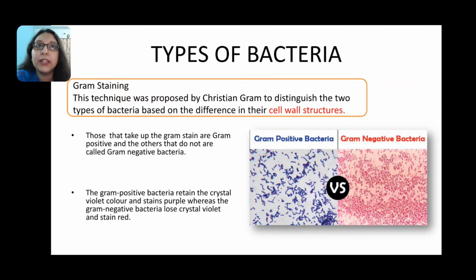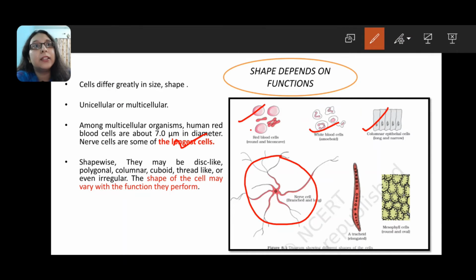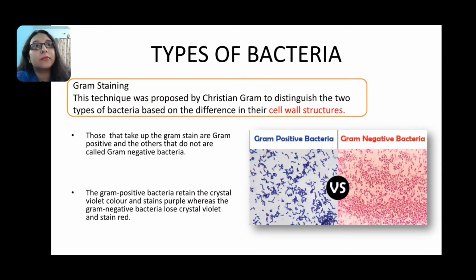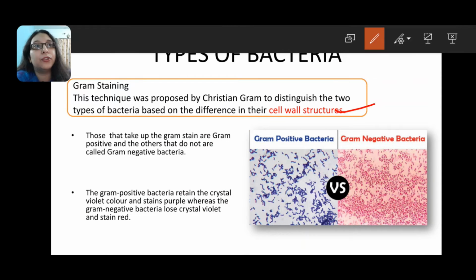Now comes the different types of bacteria. A person called Christian Gram had postulated, or he had proposed a technique which is known as Gram staining. This Gram staining is basically a technique which differentiates two types of bacteria, gram positive and gram negative. Depending on what? Depending on the cell structure. Okay. So how?